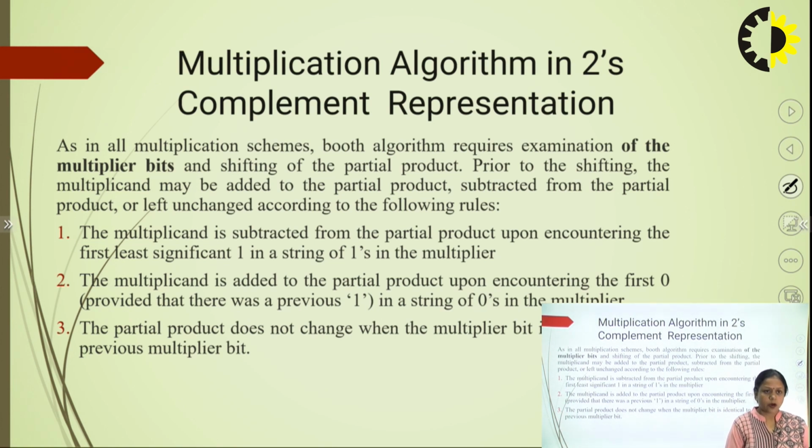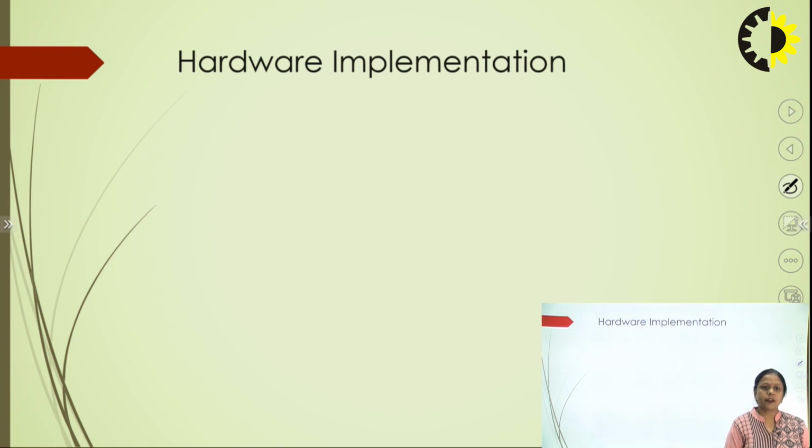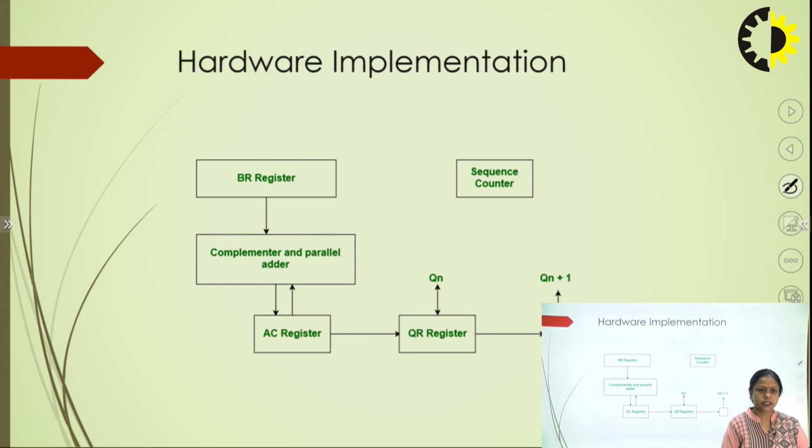Fine. Now we will understand the hardware implementation of the Booth algorithm. What is the meaning of hardware implementation? Hardware implementation means the hardware required for performing this algorithm. You can see here the diagram for the hardware implementation. In this case, we have two numbers to multiply. First is the multiplicand and another is the multiplier. To store the multiplicand and multiplier, we should have some hardware. So there is a requirement of two registers for storing the multiplicand and multiplier.